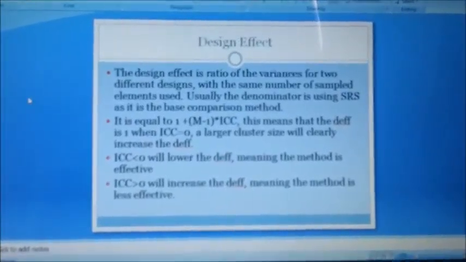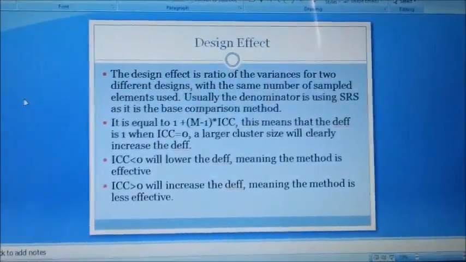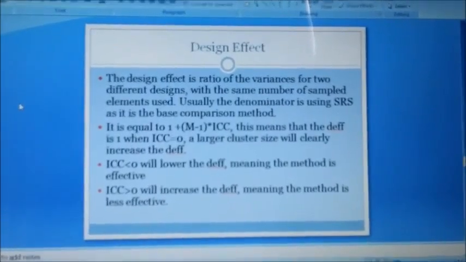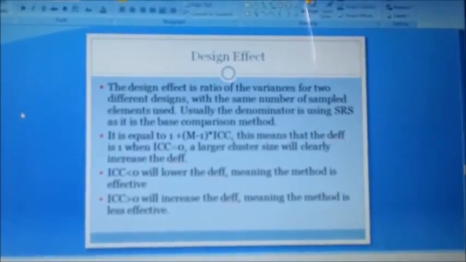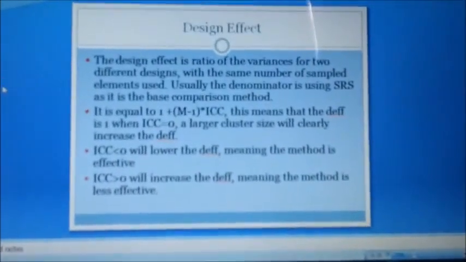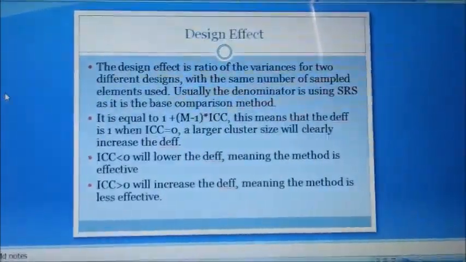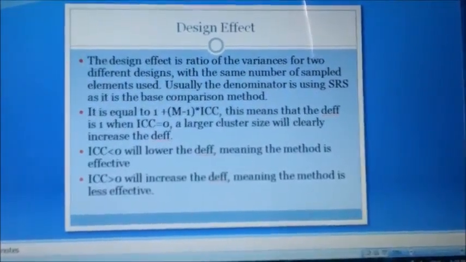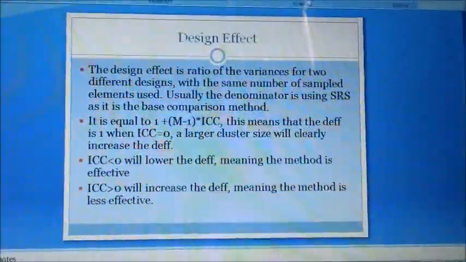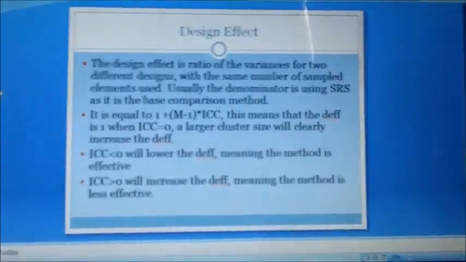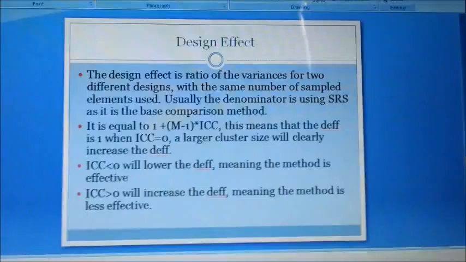Okay, the design effect. The design effect is the ratio of the variances for two different designs, with the same number of sampled elements used in them. Usually the denominator here is the variance that you get from using simple random sampling, because this is the base comparison method. In this case, the design effect is equal to 1 plus m minus 1 times the intraclass correlation coefficient. This means that the design effect is equal to 1 when the ICC is equal to 0.